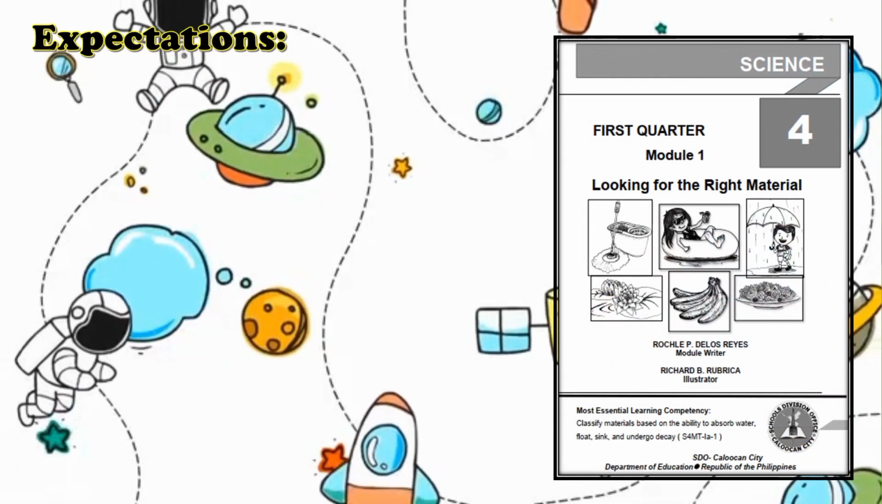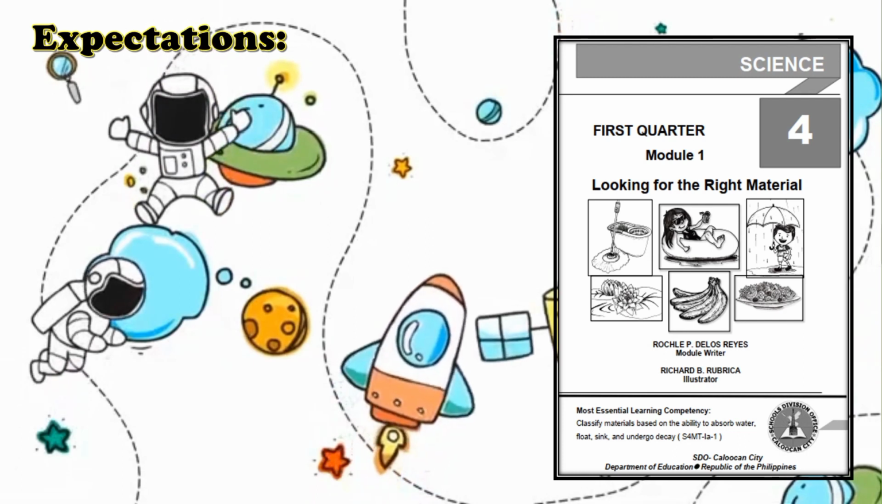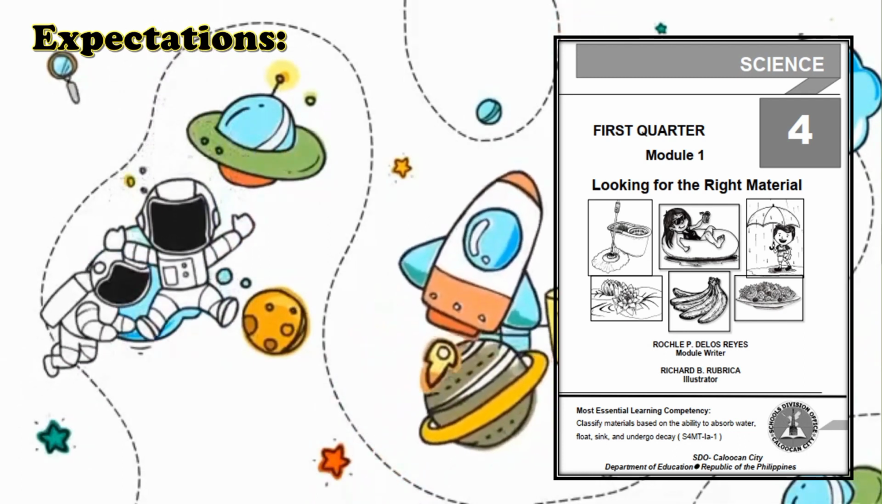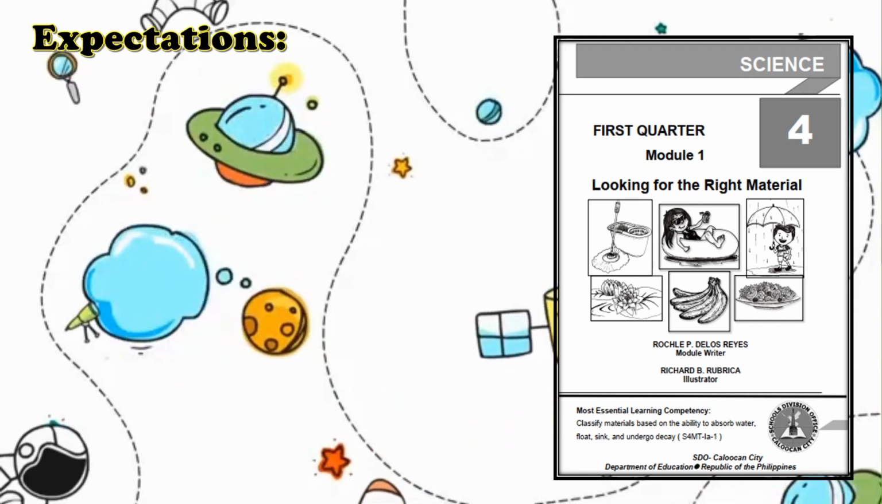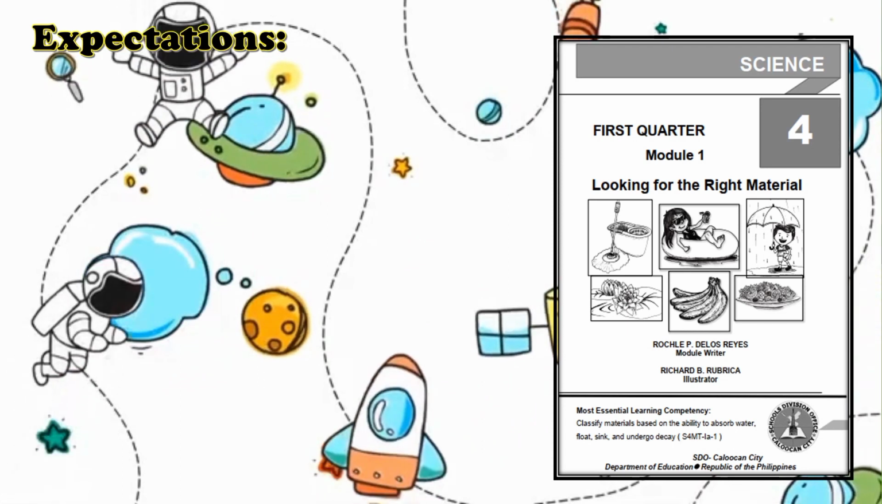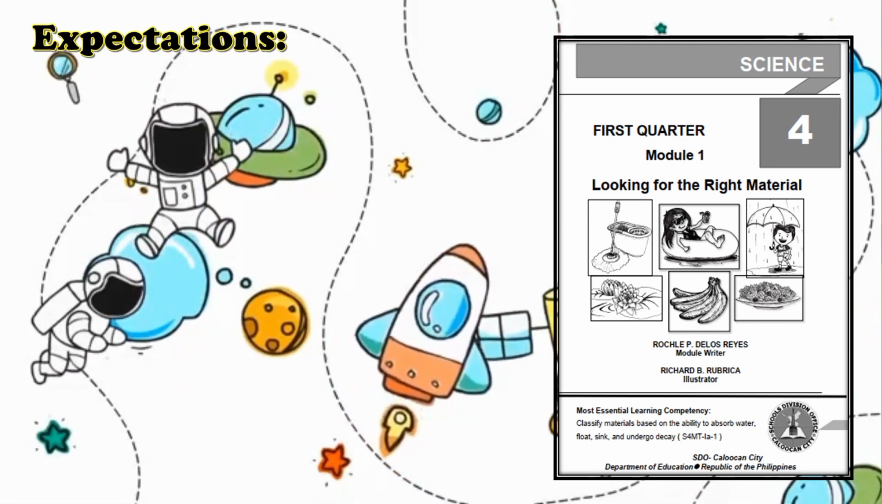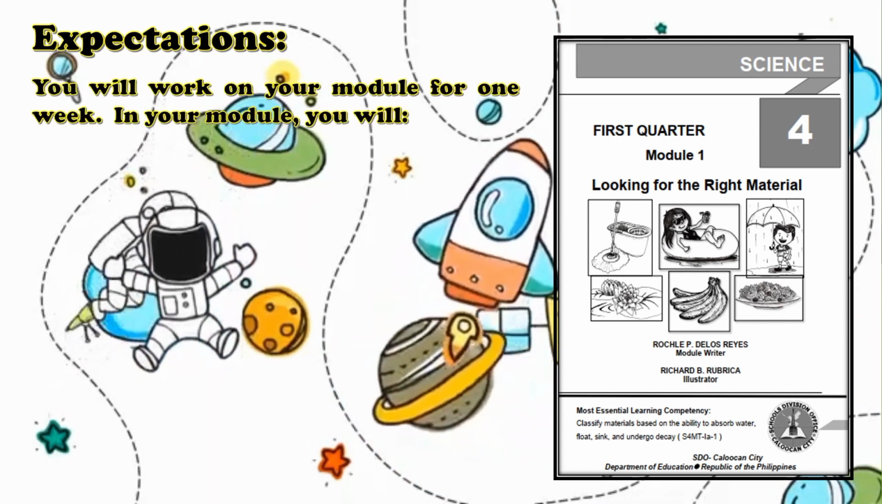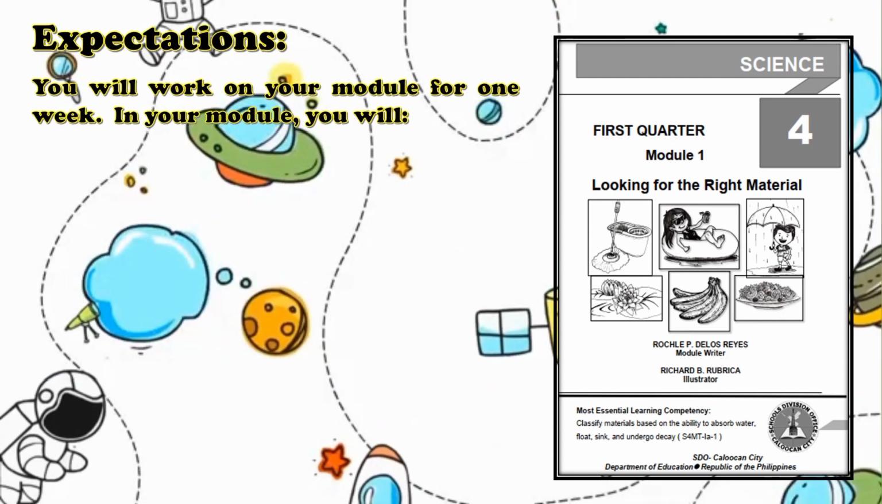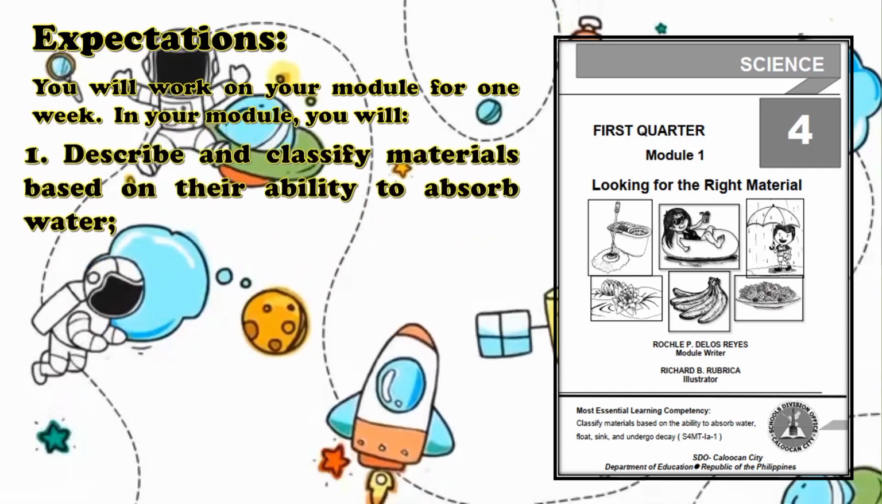You will work on your module for 1 week. It means that you can answer your module between October 5 to 9. And you can consult your science teacher based on his or her scheduled time in your class. What we need to accomplish are as follows.